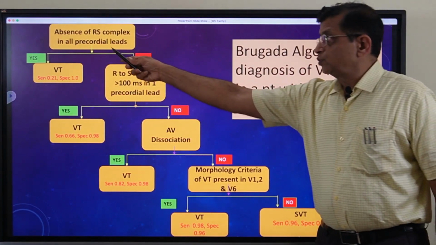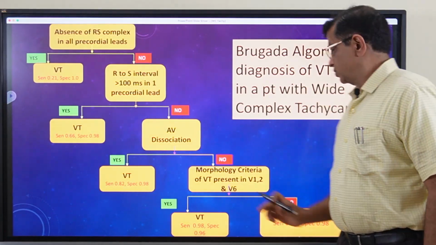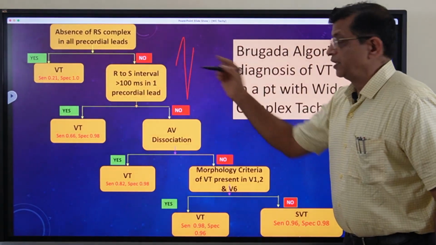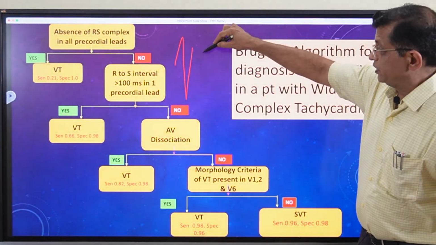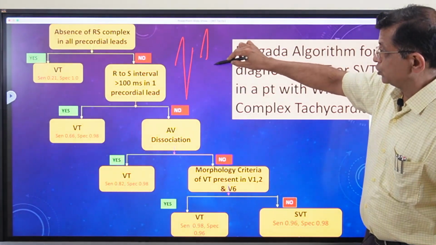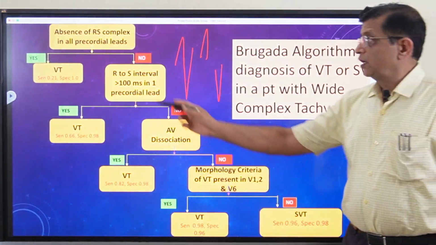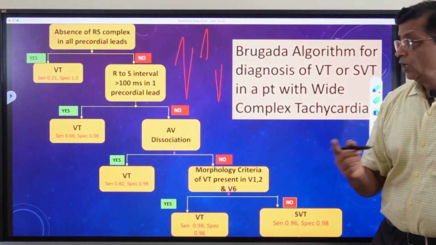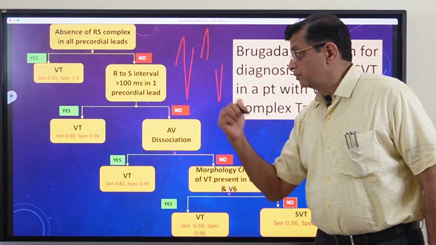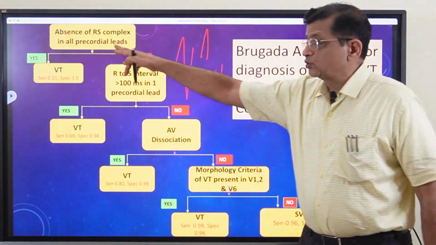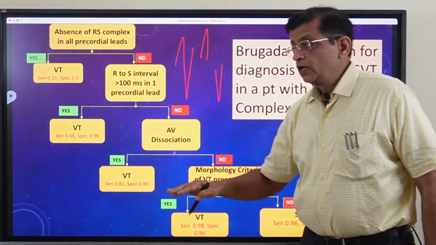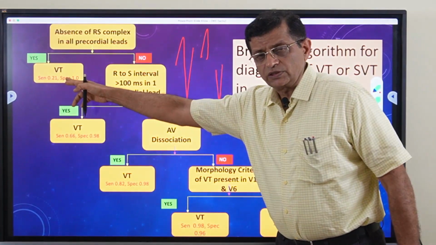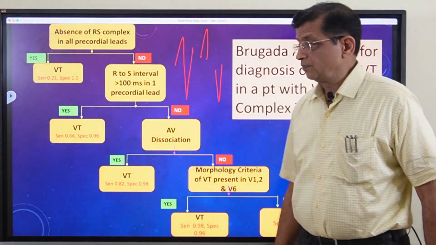The first point that you have to see is the absence of RS complex. This is the RS complex. So the absence of RS complex means that it is either positive or negative. That means if it is positive in all chest leads, then that is positive concordance. If it is negative in all chest leads, that means negative concordance. So absence of RS complex means that there is concordance. If there is concordance, then it is likely to be VT. The sensitivity is 0.21. Sensitivity is slightly less, but the specificity is good, 1.